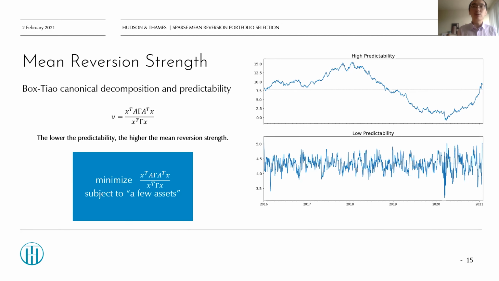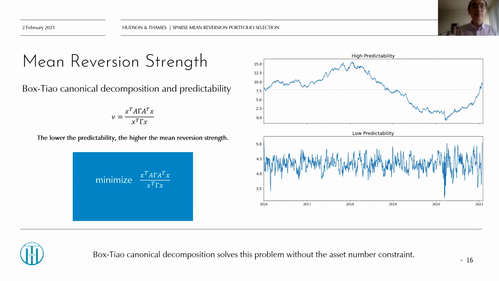The covariance matrix we can derive from the asset price data, and the VAR1 model coefficient matrix can be obtained by fitting a VAR1 model. If we do not consider the constraint, then the Box-Tiao canonical decomposition solves this problem. This is actually a generalized eigenvalue problem. In order to obtain the solution to this minimization problem, we can solve a generalized eigenvalue problem.